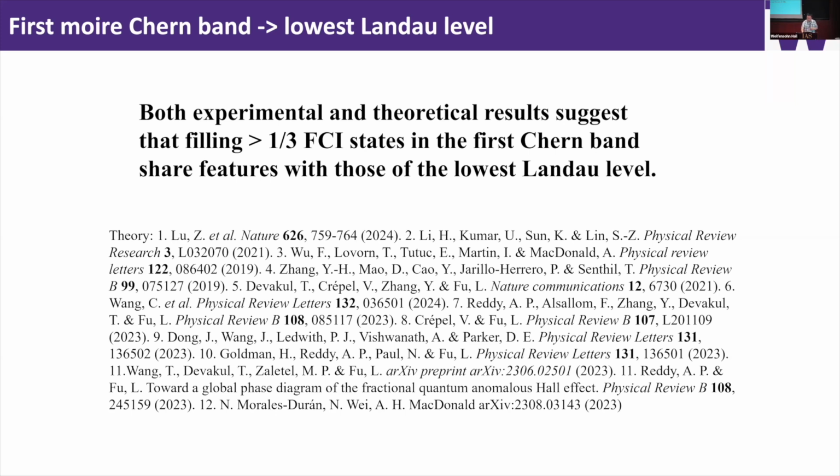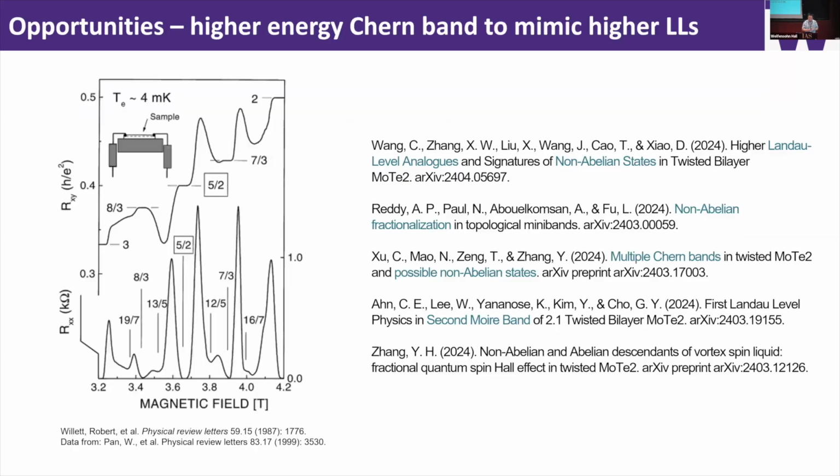And then the question I want to ask is, can we go beyond this? We know that, for example, in the n equal to 1 Landau level, there's the famous 5/2 state, which is a promising candidate for non-abelian states. Then if it's possible to create a flat Chern band which can mimic the n equal to 1 Landau level, we may have a chance to look for these even denominator FCI states, with the possibility of non-abelian anyons.